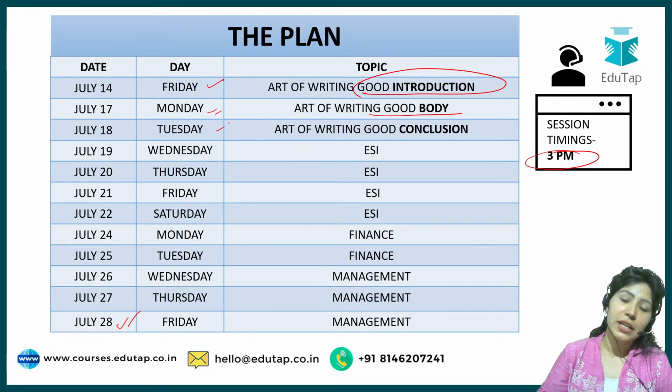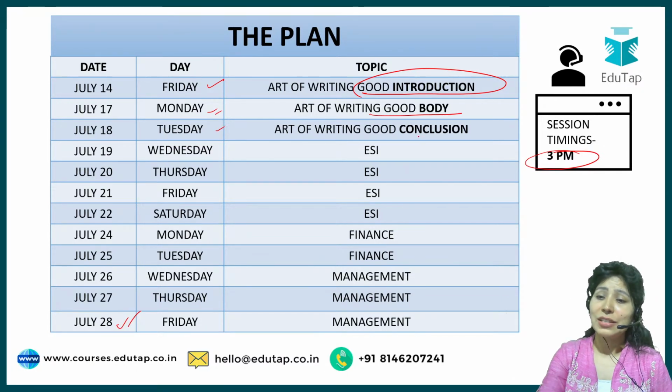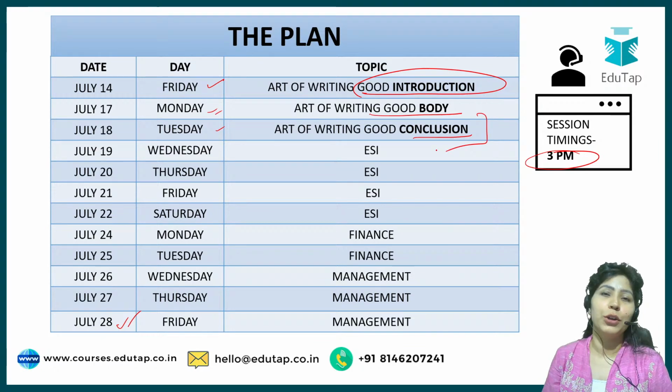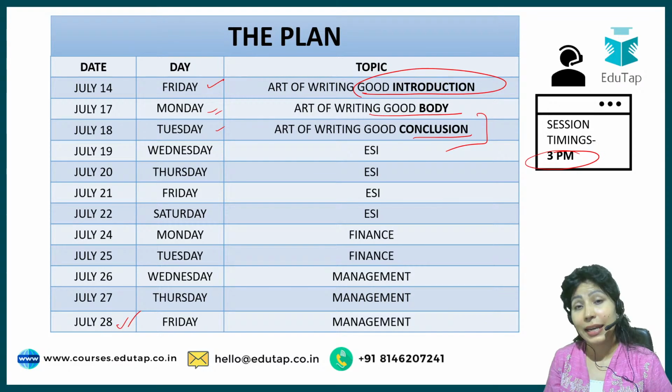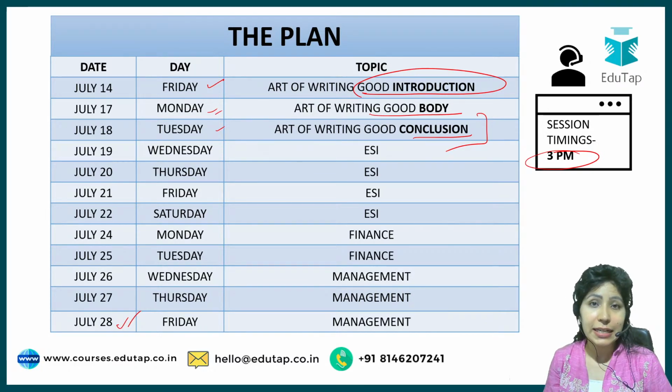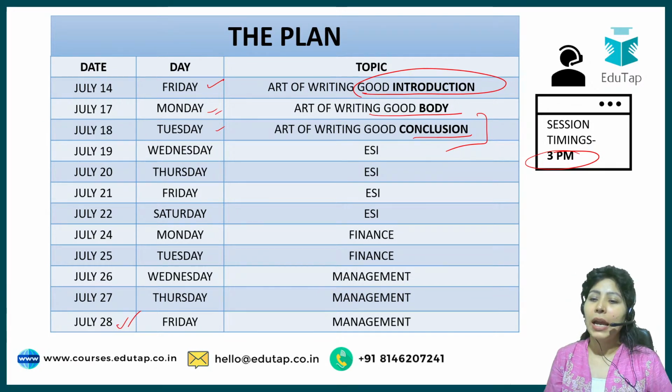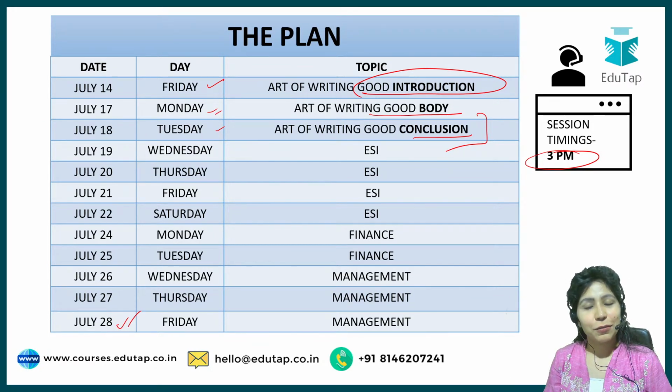Tomorrow on Tuesday, July 18, it would be the last strategy session. We'll learn how to write good conclusions and how your complete answer should look. If there are any omissions you need to make after writing the answer, we'll learn that as well. After that, from Wednesday onwards, we'll dedicate all our sessions to your separate subjects.